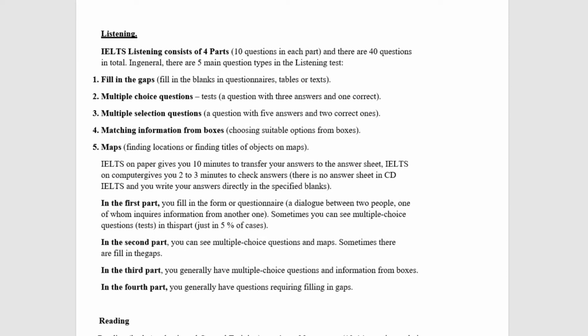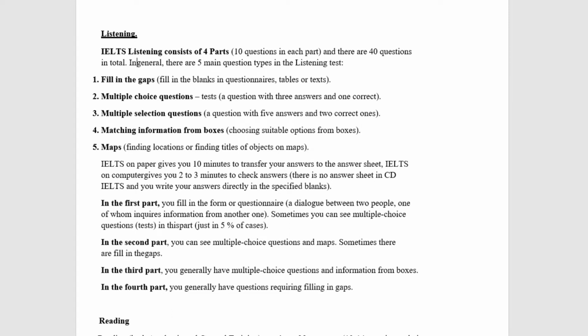In the third part, it's an academic discussion. This discussion or dialogue may be between two students and their professors, and so on. In the fourth part, you can see the lecture, the monologue, and in each part, you'll have 10 questions, 10 items, and the first part is considered to be the easiest one, and the last part is the most difficult one.